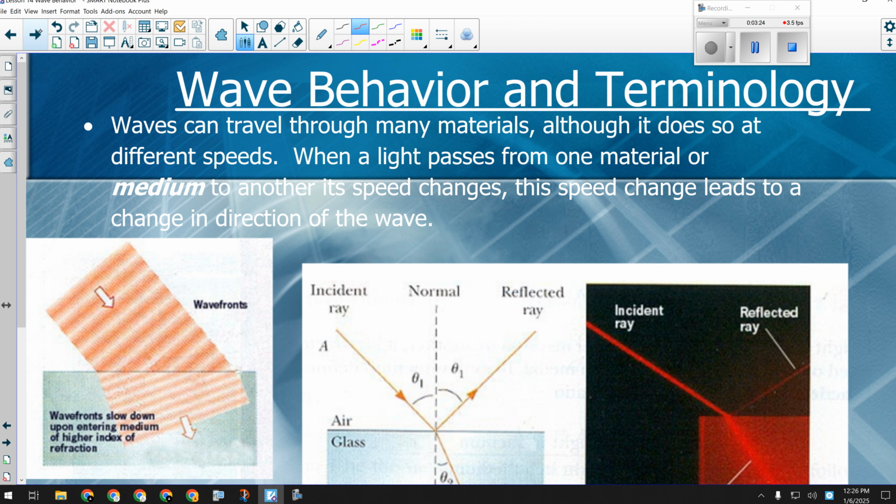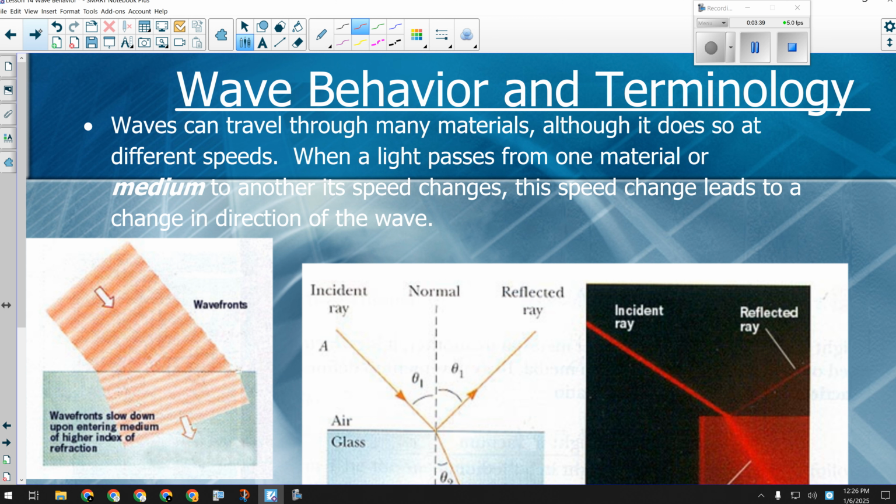So, waves can travel through lots of materials. What was the name for the material? Medium. Right. So they can travel through lots of different media. But it will do so at different speeds. The properties of the medium determine the speed of the wave.